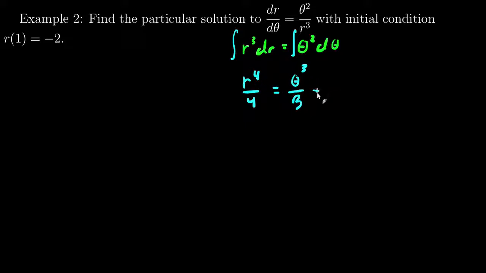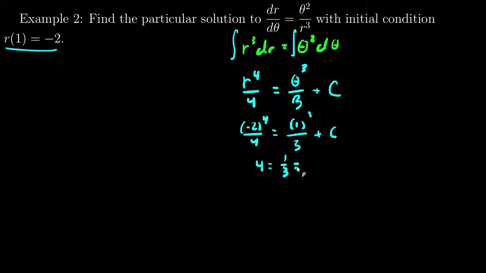And notice I'm going to put the plus c once here. I will substitute in my initial condition, replacing the r with negative 2 and the theta with 1. Negative 2 to the fourth is 16, divided by 4 is 4. 1 cubed is 1, divided by 3 is 1/3. Subtract 1/3 from both sides, which will give me 11/3 equals C.